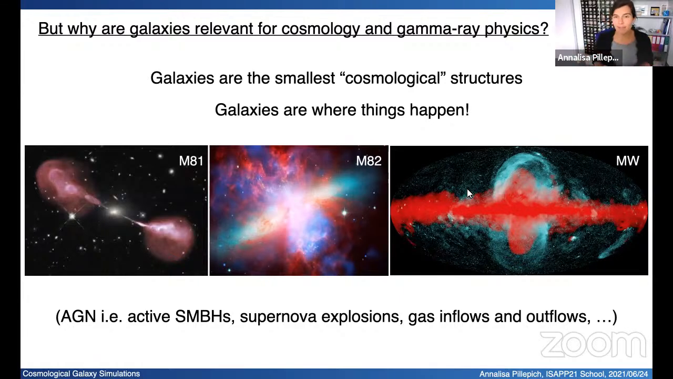So these are all signatures of movements of gas in and around galaxies, driven by energetic phenomena that happen within the inner regions of galaxies, whether supermassive black holes or stellar supernova explosions and things like that. And so we want to model galaxies. We cannot do dark matter physics and gamma ray physics if we do not understand galaxies. This is my pitch here.